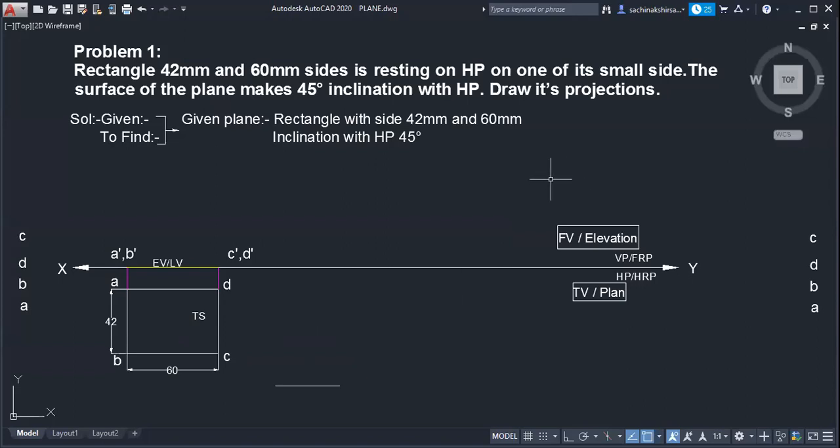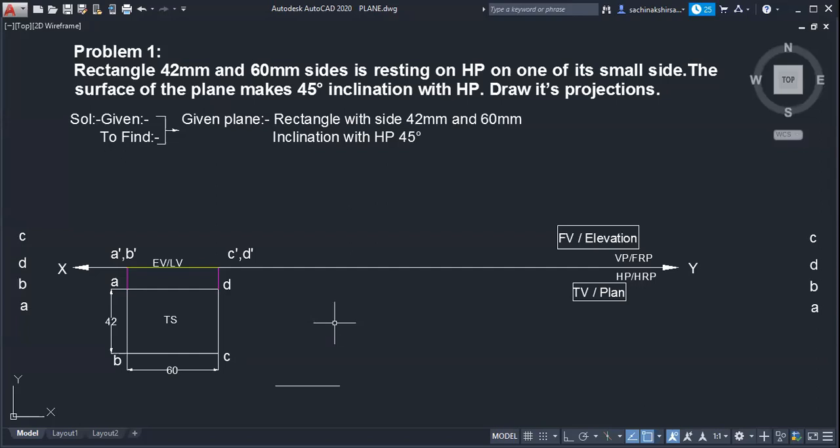So all problems will start with true shape. For every problem there will be this step in this chapter. True shape and line view. It will start with this. Now what is given? Inclination with whom it is given in the problem statement? HP. Okay, inclination with HP is given.